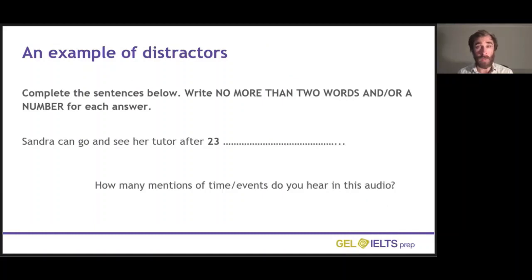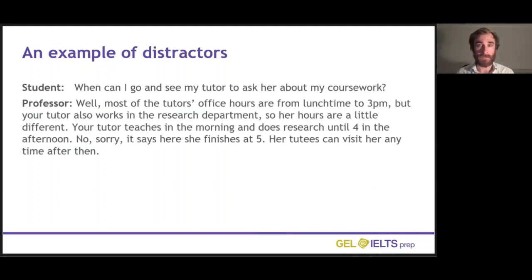In that recording, we heard 5 different mentions of times, events, or time periods. We heard 3 p.m., we heard in the morning, we heard lunchtime, we heard 4 in the afternoon, and we heard 5. Now I'm going to look at the audio script and show you where we see those distractors. So this is the audio script for the recording that we just listened to. Let's read through it and try to find those distractors.